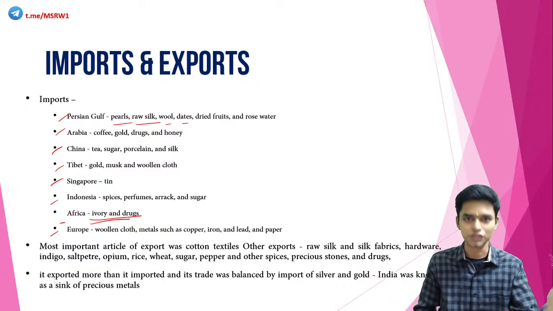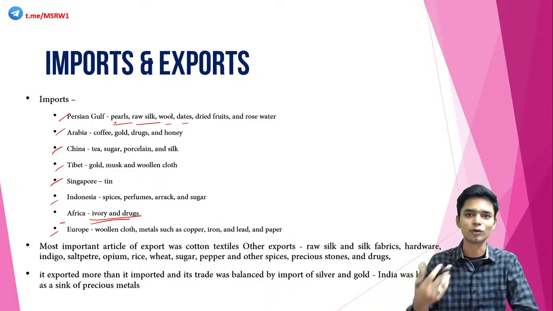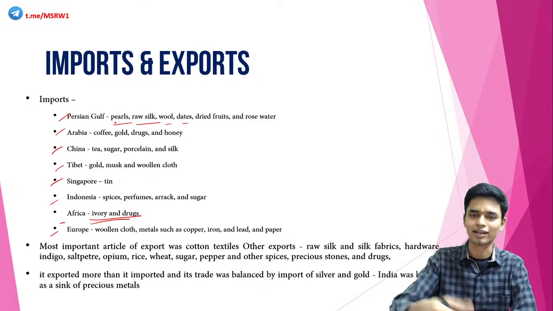Here you can apply logic. Wool etc. from Europe, obviously. Tea from China, coffee from Arabia. We can answer this very logically, even if we do not know the entire list.